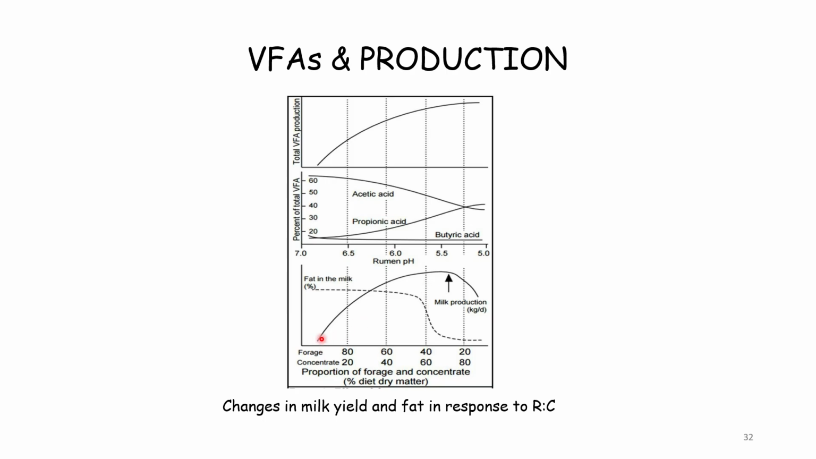And this one is milk production. So if you decrease the forage and increase the concentrate, milk production increases from here until here. But if you further increase the concentrate, milk production drops. So you can get maximum milk production here at about 30% forage, 70% concentrate. This one shows changes in milk yield and fat in response to roughage and concentrate. R means roughage, C means concentrate.